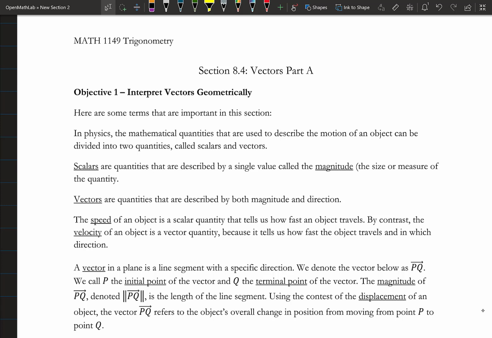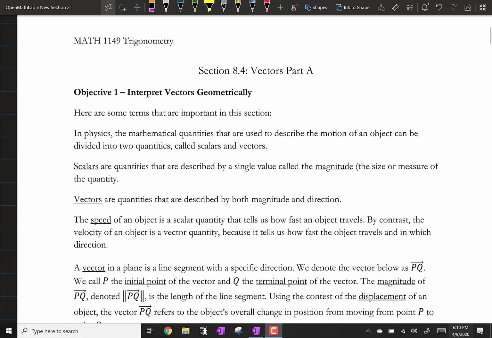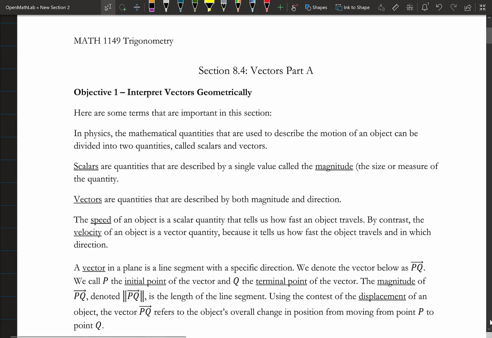Hi class. We're switching gears a little bit here. In this next section, we're going to talk about vectors, and this section is pretty big, so I'm actually going to split it in half into two parts. There are 6 learning objectives. We're going to cover the first 3 in this video, and then I'll make a separate video for part B, the second half.